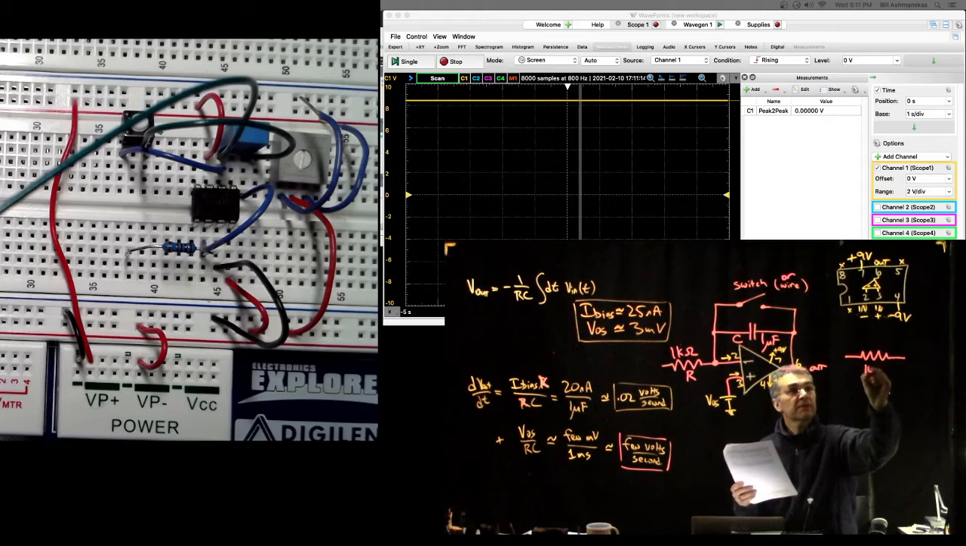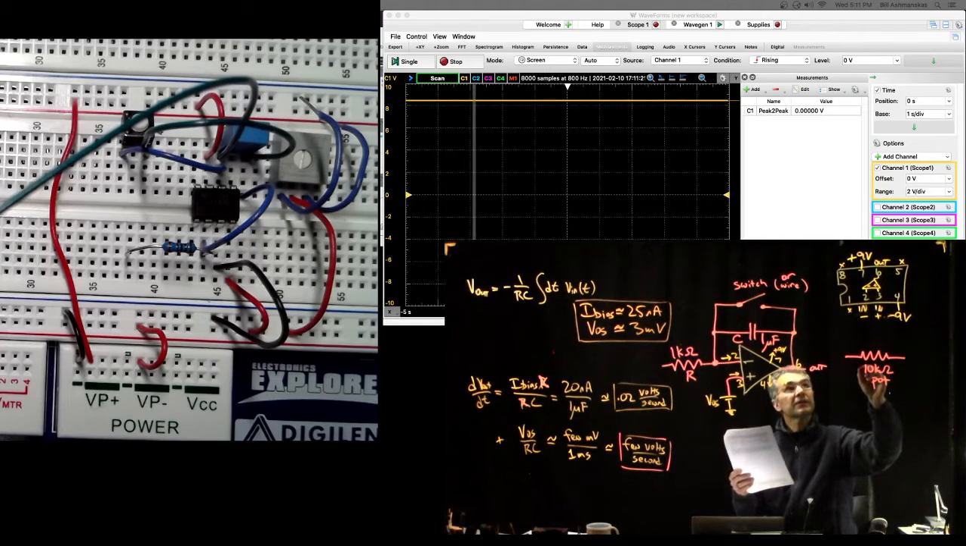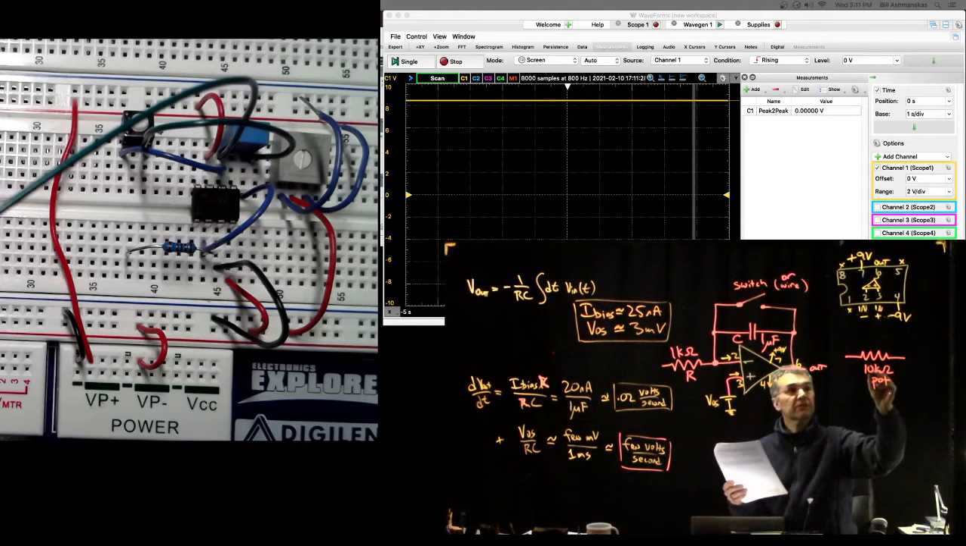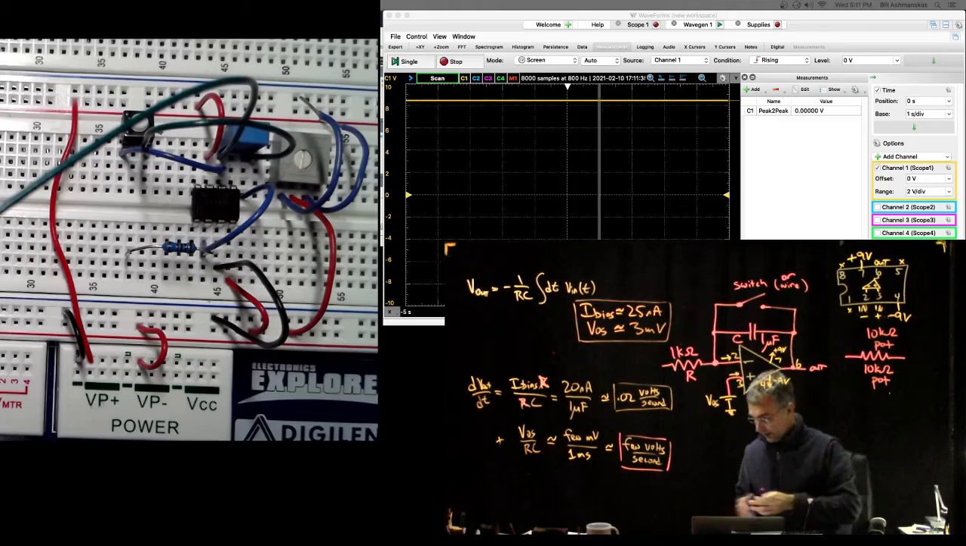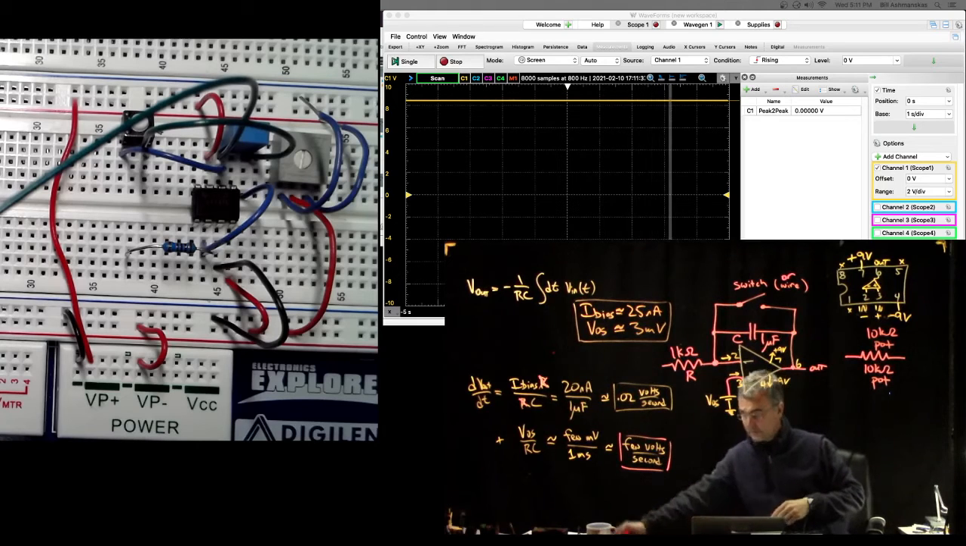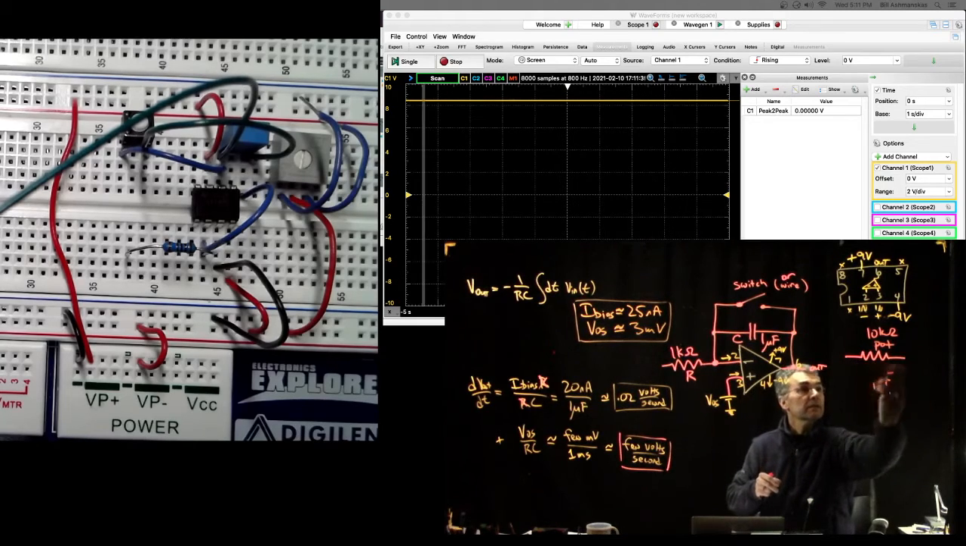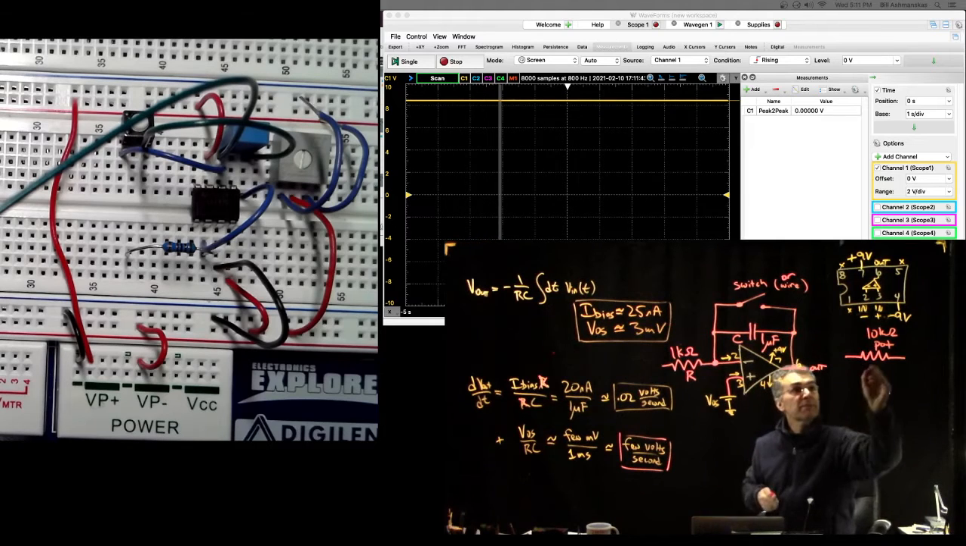So, 10 kilo ohm potentiometer, and the wiper. Oh, okay. Actually, let me write this here. So, 10 kilo ohm potentiometer, and the wiper is the thing that you turn back and forth by turning the screw of the potentiometer.